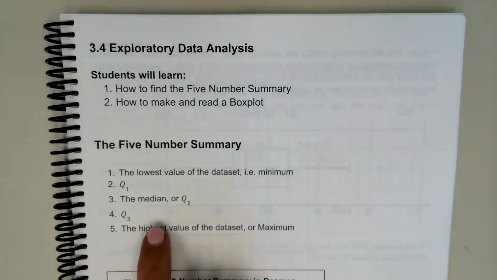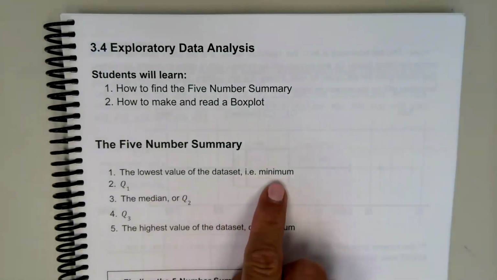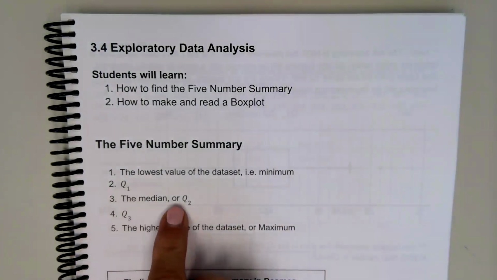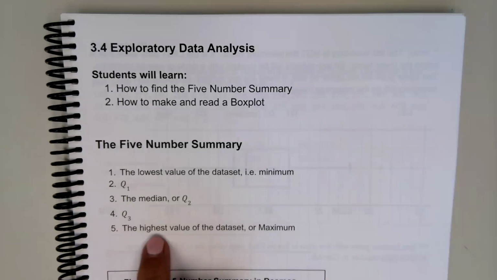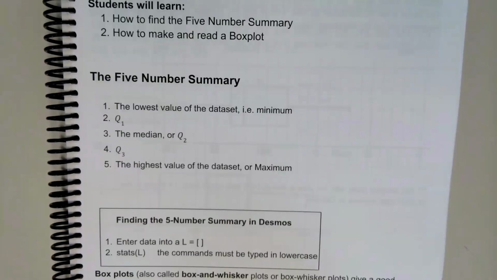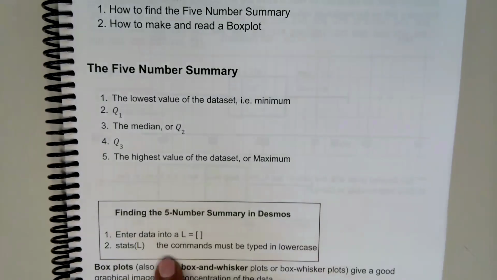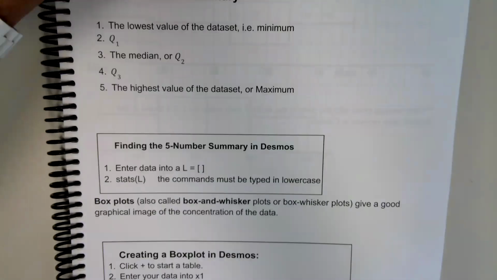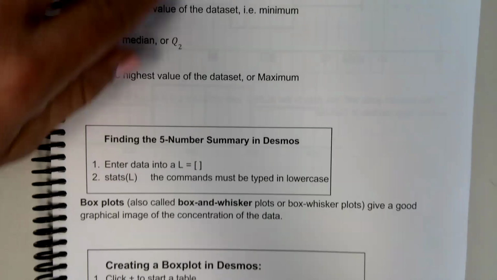So the 5-number summary is the lowest data value of the data set, which is the minimum, the Q1, the median or Q2, the Q3, and the highest value of the data set. I've mentioned it in one other video, but the formal way to do this is putting your data either in a list or in a table and referencing either the column in your table or the list using this command, stats. And remember, all commands are always lowercase. It will then give you the 5-number summary.